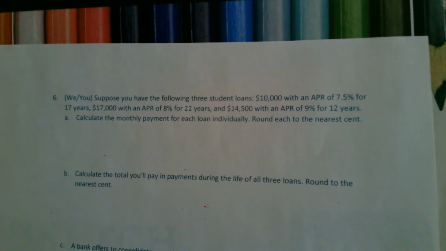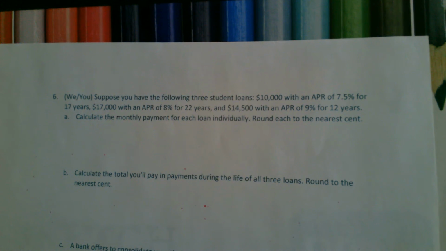Okay, number 6. Suppose you have the following 3 student loans. $10,000 with an APR of 7.5% for 17 years, $17,000 with an APR of 8% for 22 years, and $14,500 with an APR of 9% for 12 years. Part A, calculate the monthly payment for each loan individually. Round each to the nearest cent.